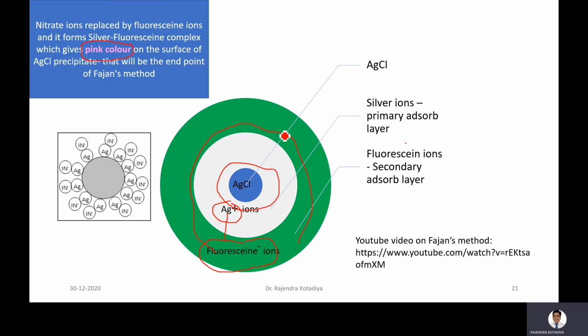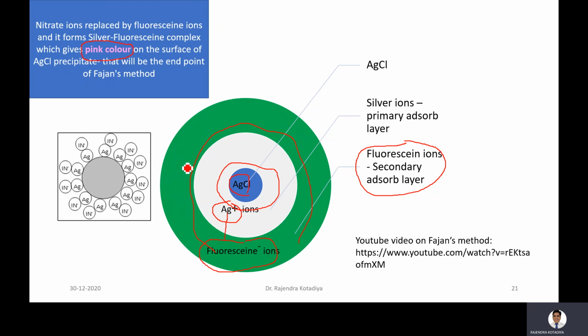So now, earlier the secondary layer was made of what? It was of nitrate ion. Now it is made of fluorescein ion. So ultimately, the unique feature here is that the AgCl which is formed has the capacity to adsorb similar ions which are composed of that particular precipitate, that is, it can attract similar ions made of AgCl. And based on that you will find formation of primary adsorption layer and secondary adsorption layer.